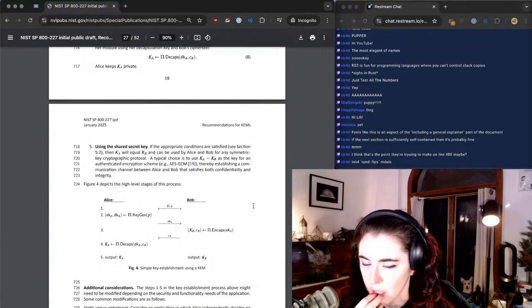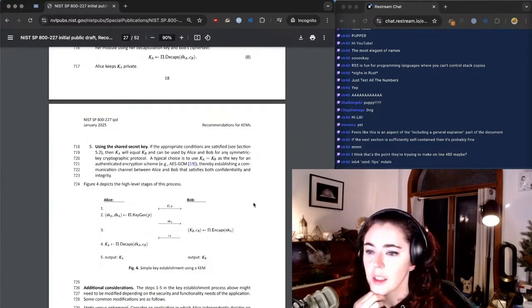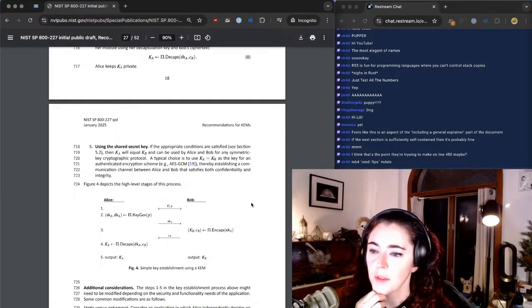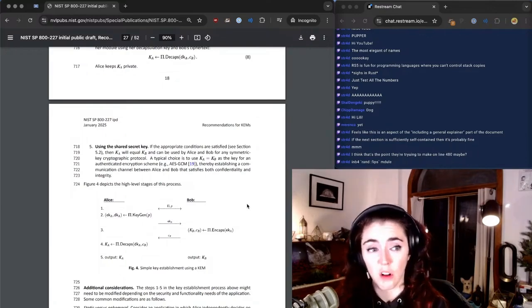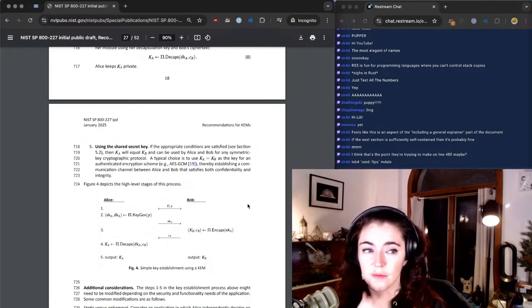Use the shared secret. If the appropriate conditions are satisfied, this coming out of section 5, KA will equal KB and can be used for any symmetric key. Yeah, this is something that NIST has made very clear: you can spit something out the back of ML-KEM and just start using it. You can just use that raw as your AES-GCM key or whatever you want to use it for.